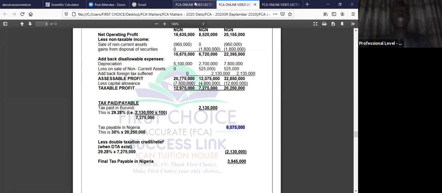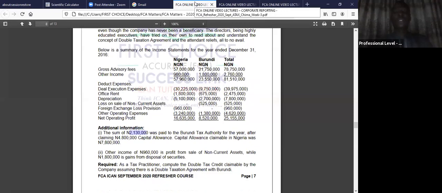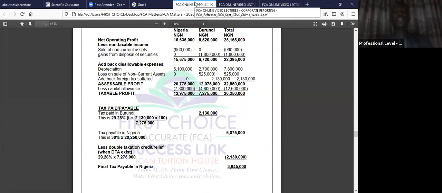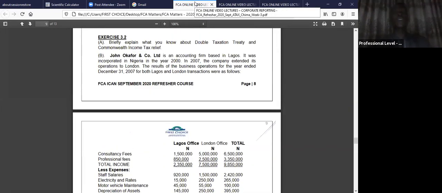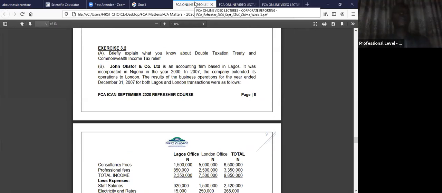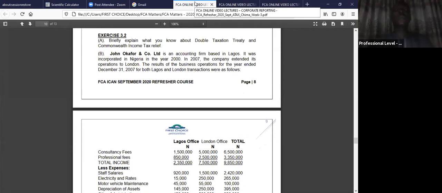So let's look at another question to see if there is no double taxation agreement in this second question. Explain what you know about double taxation treaty and Commonwealth income tax relief. Okay, then B, coming.